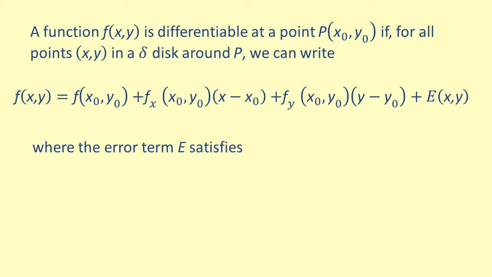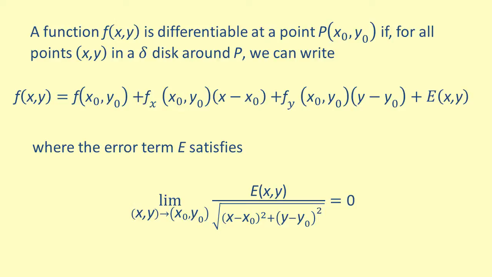And the limit as (x, y) tends to (x0, y0) of the error term e(x, y) over the square root of the sum of the quantity x minus x0 squared and the quantity y minus y0 squared is 0. Another way to think about the error term is as a measure of how closely the tangent plane comes to the surface defined by f(x, y) in a small neighborhood of P.